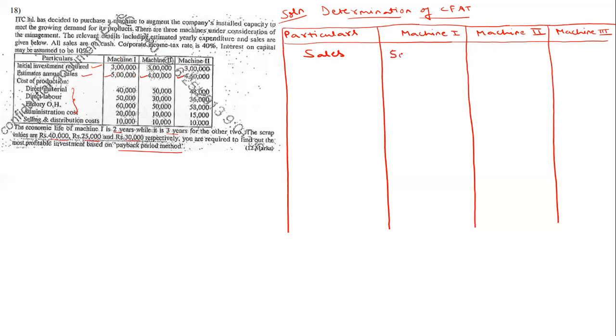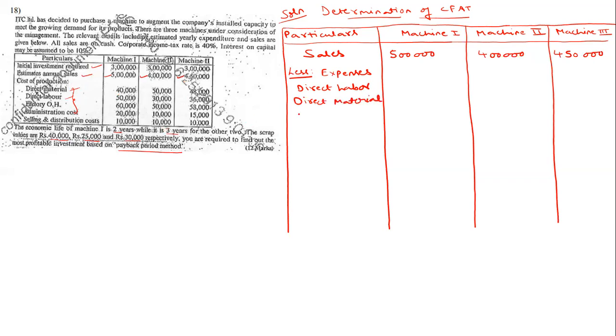For machine 1, it is 5 lakhs. Machine 2, it is 4 lakhs, and machine 3, 4,50,000. We certainly know that we will have to deduct some expenses from the income which we have got, right? The expenses are given here. This problem seems to be very clear and straight. They have given the direct labor. Even you can consider the direct material. Yes, direct material, direct labor.